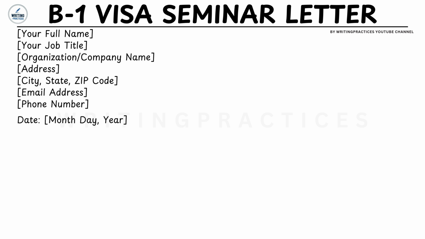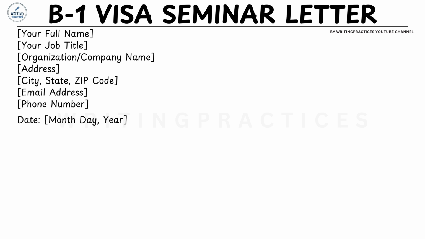Date. Next, you add the date the letter is written. Since this is a formal communication with an embassy, you should use the full format of month, day, year. For example, November 12th, 2025. This helps keep records clear and ensures the letter is valid for the correct time frame.